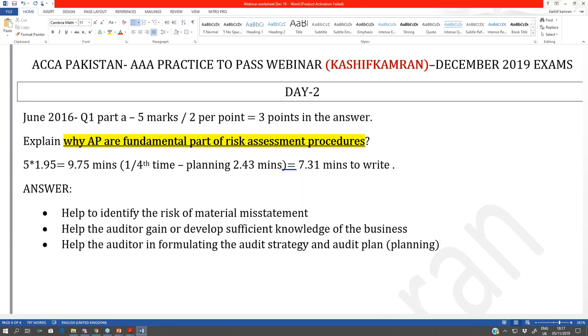Within that planning and audit of financial statement, the examiner has defined what an audit strategy and what an audit plan is. So we had 2 marks per point, and we need to write 3 points to score 6 marks, 5 marks. But this is just a sketch answer. You need to make them into a para form.